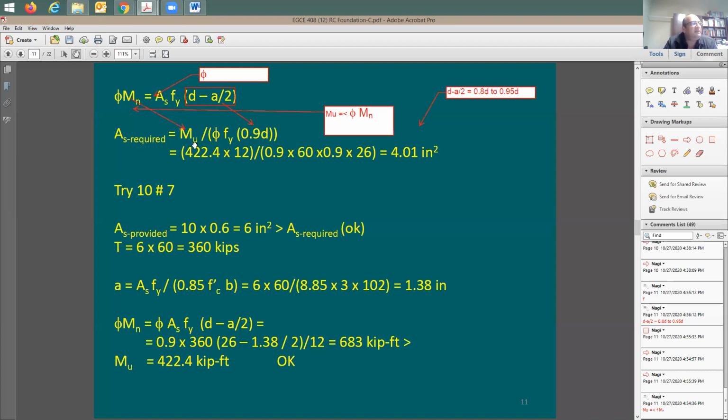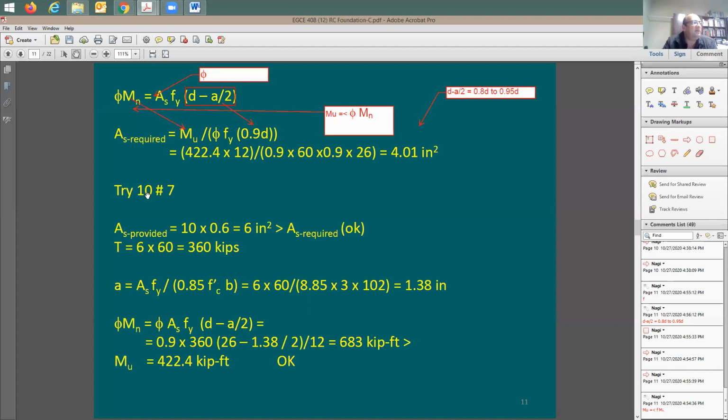You will notice here that Mu has been multiplied by 12. You guys know what this 12 is for? Yes? Change to inch. Inches. Yeah, very good. Thank you. This is giving now kip-inch.